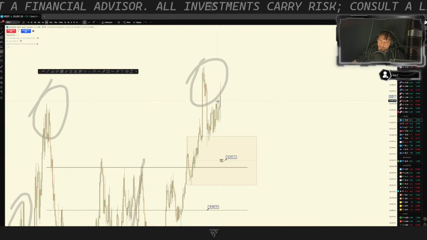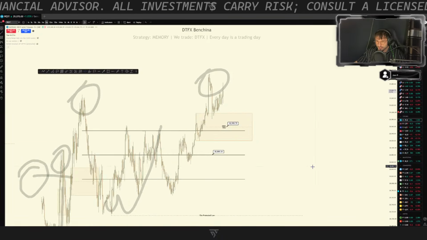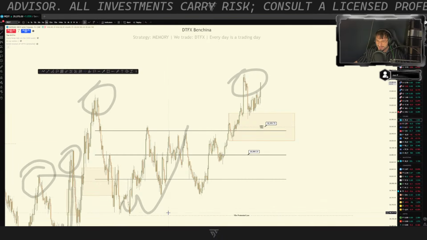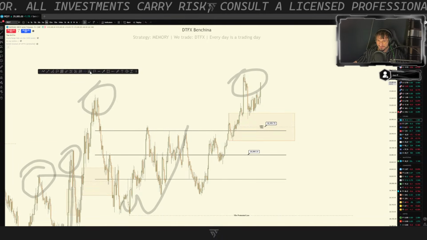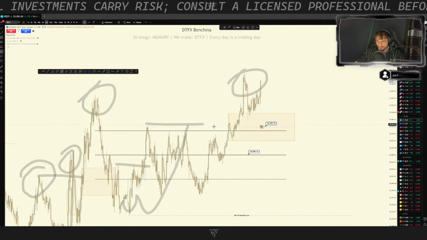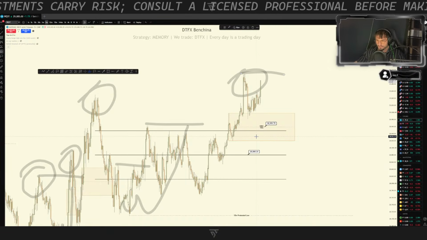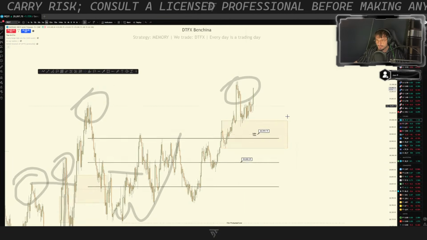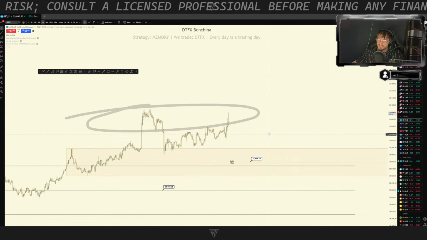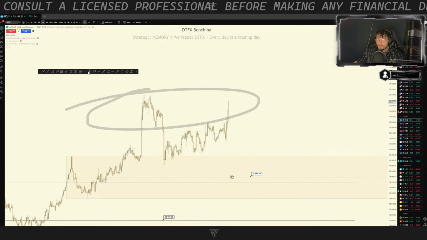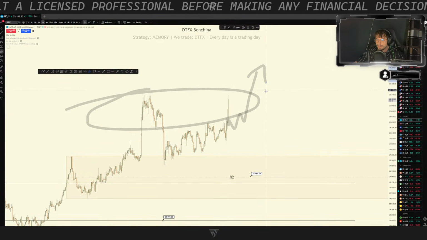Let me just go on the 5-minute, check the swing count real quick. So we have the first, the second, and maybe the third. As we said, right? As we said, a trade higher.